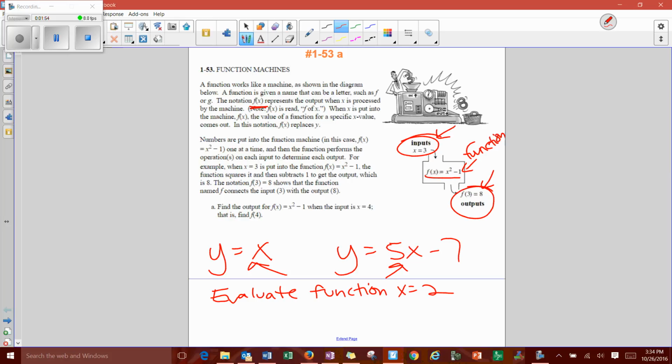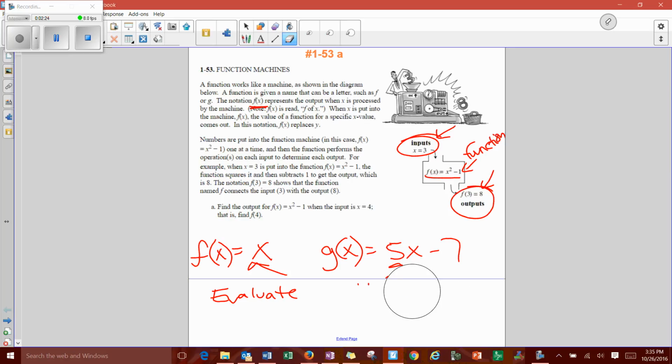Function notation just gives a name to each function. So instead of saying the one on the left is y equals x, let me call that function f. So I'll call that f of x. So that function, y is equal to x, now has a name. And this one will have a different name. Pick a different letter. A lot of times we use g. You can use a of x, you can use b of x. It doesn't matter.